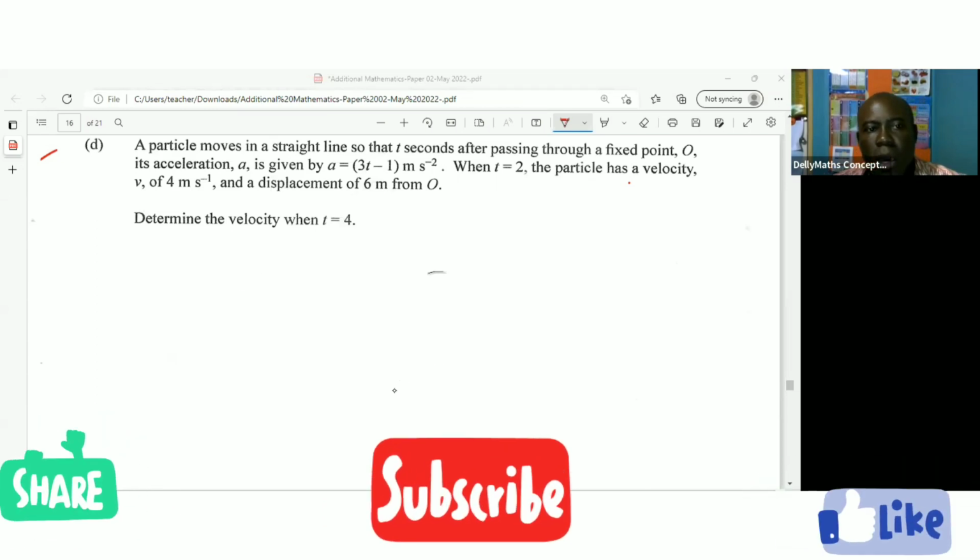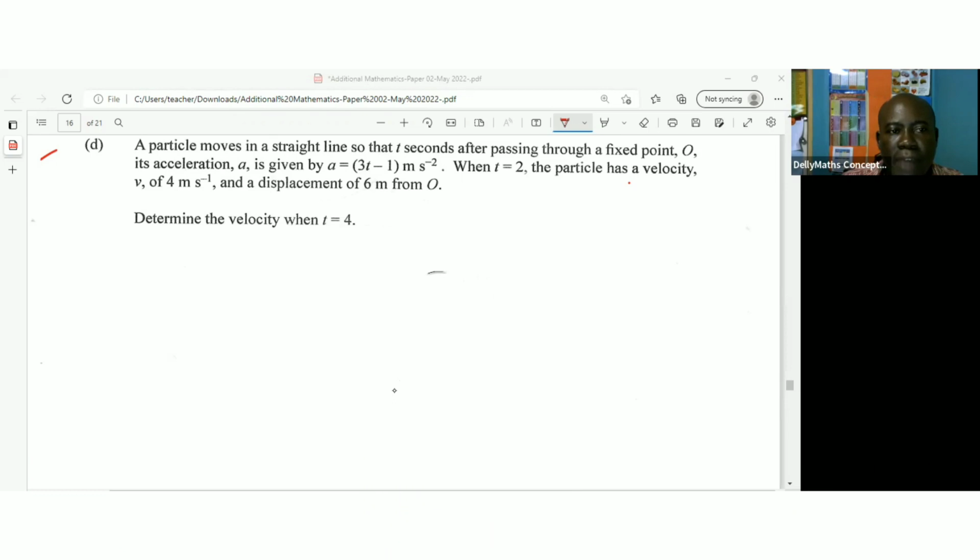All right, here we go. This question is number 5D, and it's the kinematics question, and it reads: a particle moves in a straight line so that t seconds after passing a fixed point O, its acceleration is given by a = 3t - 1 meters per second squared. When t is equal to 2, the particle has a velocity of 4 meters per second and a displacement of 6 from O. Determine the velocity when t is equal to 4.